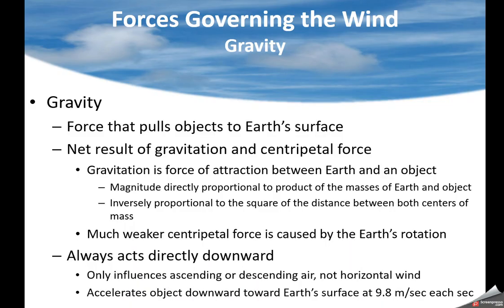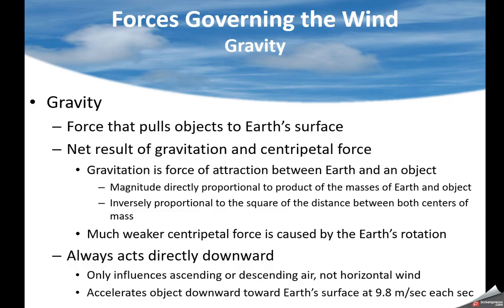The final force is gravity. Gravity always acts towards the center of the earth, so it doesn't impact directly horizontal motion. It's all up in the vertical or down towards the ground. But it will always pull an object down towards Earth. So when you're looking at gravity, gravity is always working in that direction.